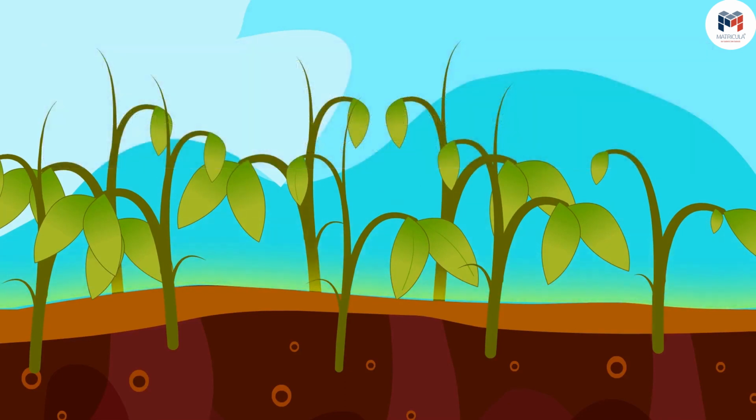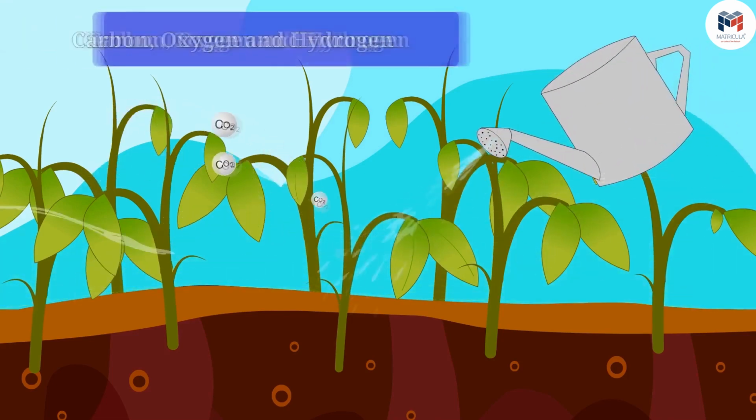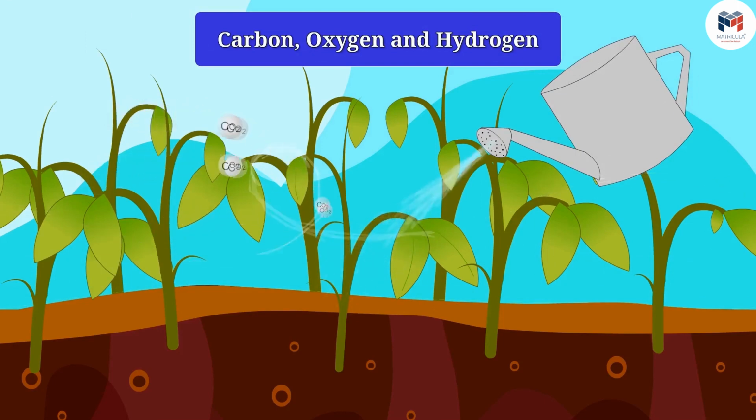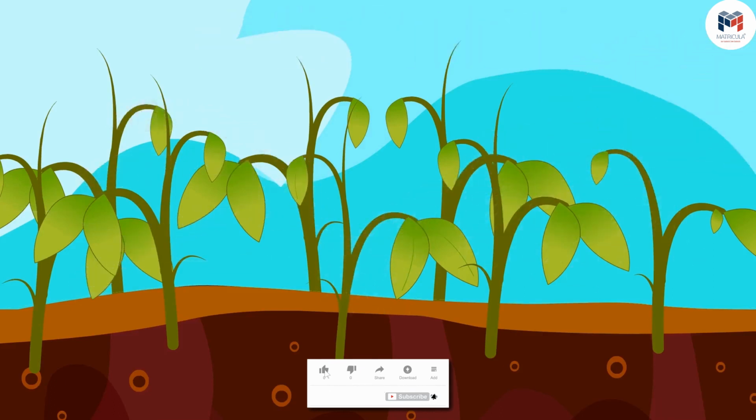Do you know what nutrients the tree gets from air and water? Think. Trees get carbon, oxygen and hydrogen from air and water. All these nutrients help plant to grow. Friends, what if the soil is short of nutrients?